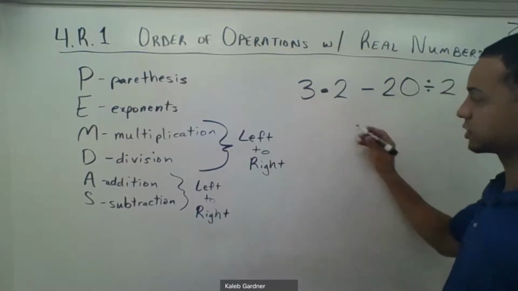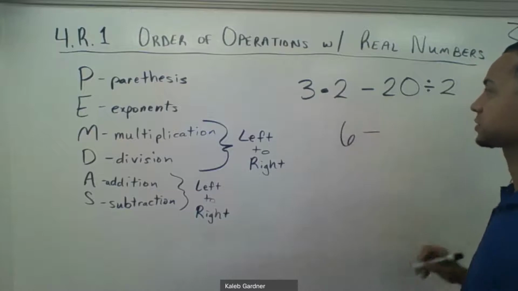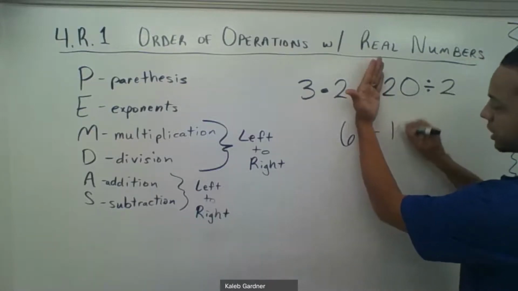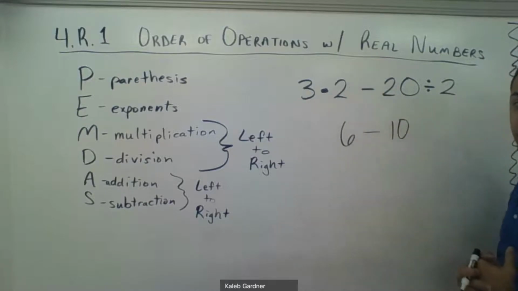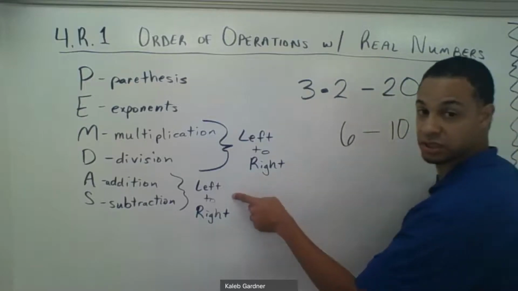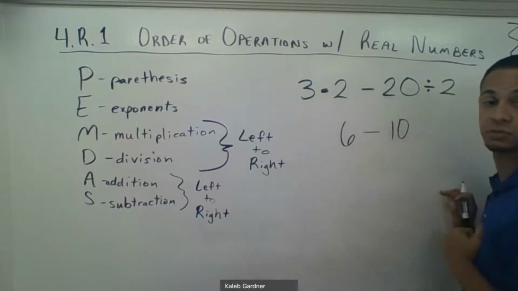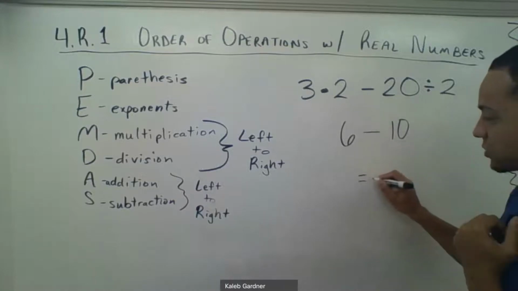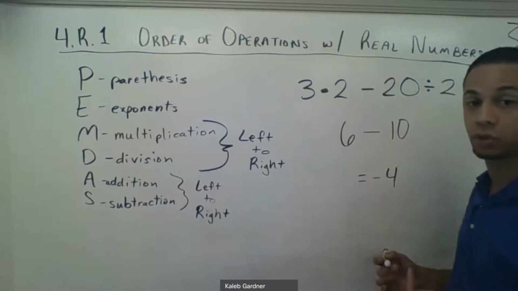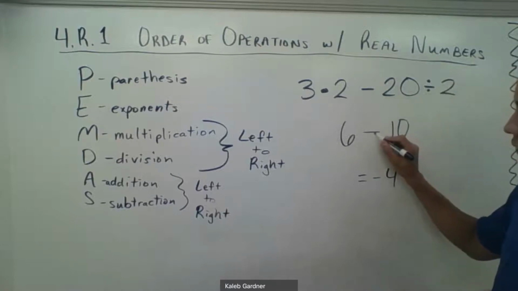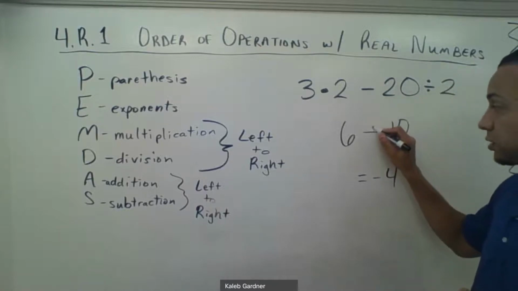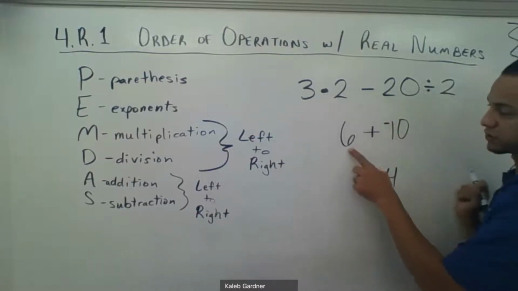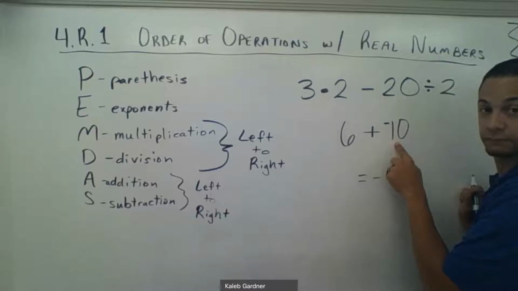3 times 2 is 6 minus 20 divided by 2, which is 10. And now we simply go to the bottom. Addition, subtraction. There's no addition, so we can just subtract. 6 minus 10, the answer is -4. Also, a minus sign can be converted to plus a negative. I don't know if you've seen that before, but it would be 6 plus -10.